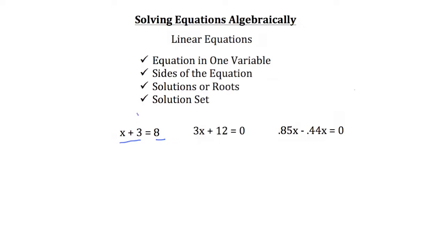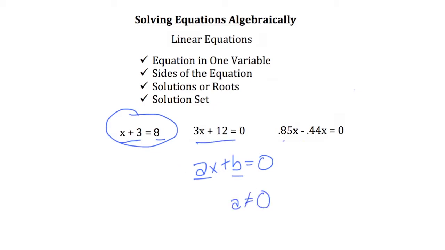Those admissible values of the variable result in a true statement and are called solutions or roots of the equation. So for example, in this equation, x plus 3 equals 8, the statement is true when x equals 5 and false for any other choice of x. Thus, 5 is the solution of the equation. We say that 5 satisfies the equation because when we substitute 5 for x, a true statement results. A linear equation in one variable is equivalent to an equation in the form ax plus b equals 0, where a and b are real numbers and a does not equal 0. So as you can see, all of the equations here satisfy the definition of a linear equation.